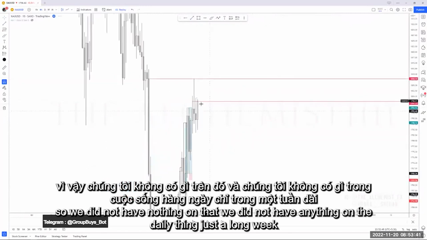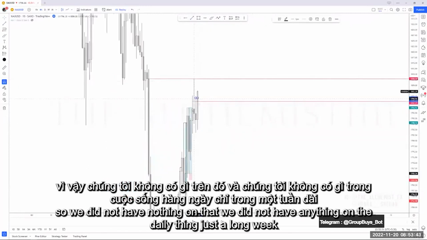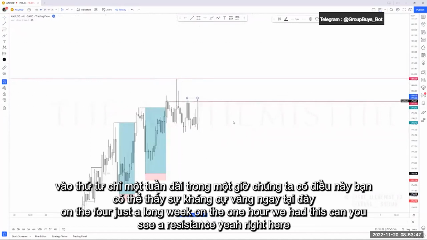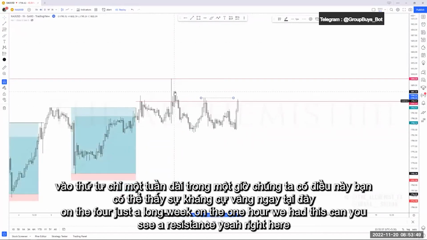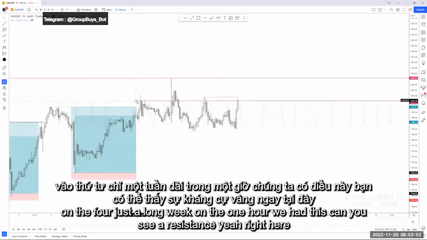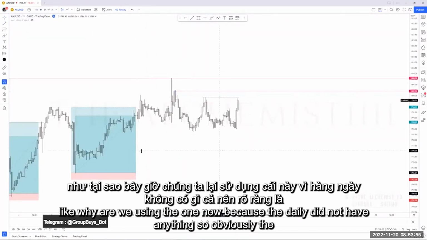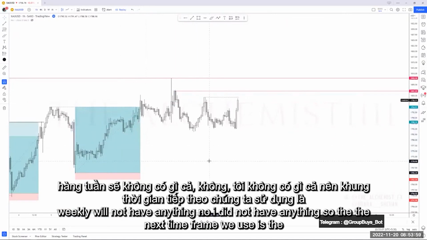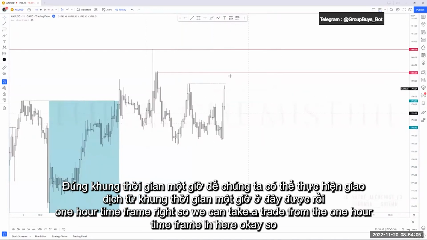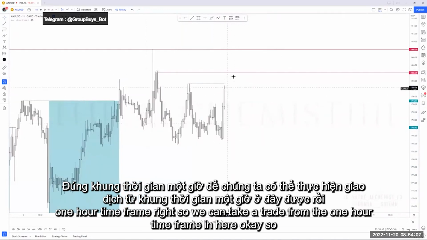We did not have anything on the daily, just a long wick. On the 4 hour, just a long wick. On the 1 hour, we had this. Can you see a resistance right here? Why are we using the 1 hour? Because the daily did not have anything, so obviously the weekly will not have anything. The 4 hour did not have anything. So the next time frame we use is the 1 hour time frame, right? So we can take a trade from the 1 hour time frame in here.